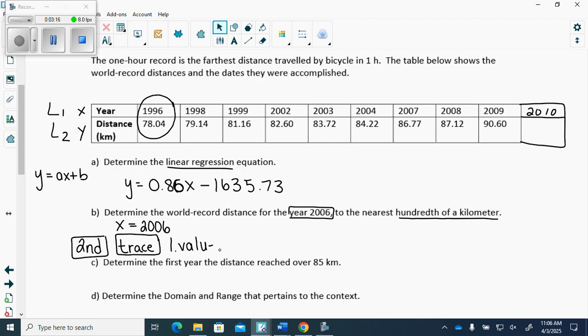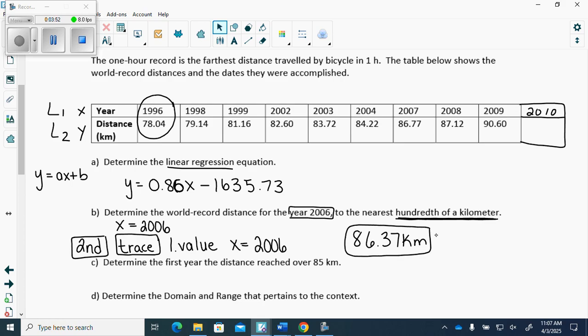And what pops up on your screen? X equals. And what are you going to put in? 2006. If it gets mad at you, it's because you don't have a big enough window. Second trace value, 2006. That's decimals. And I get to the nearest hundredth. How many zeros does 100 have? 2. So it's 2 decimal places. So it's going to be 86.37 kilometers.